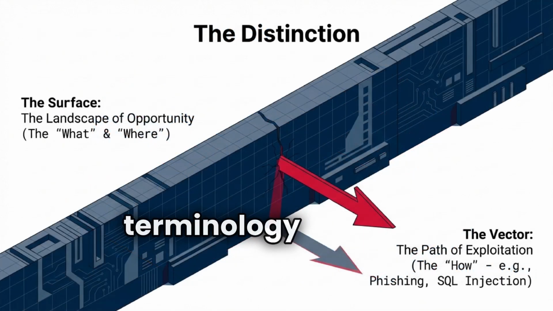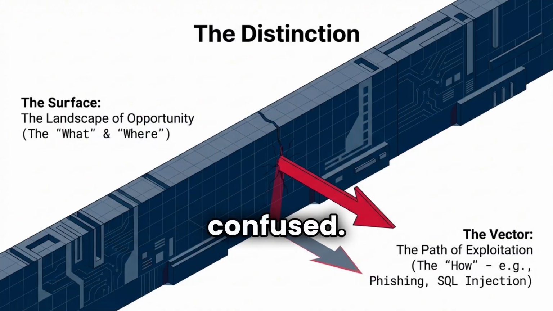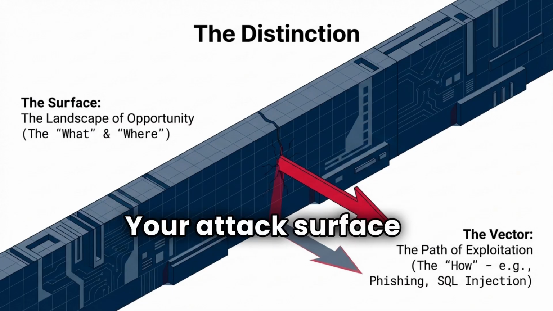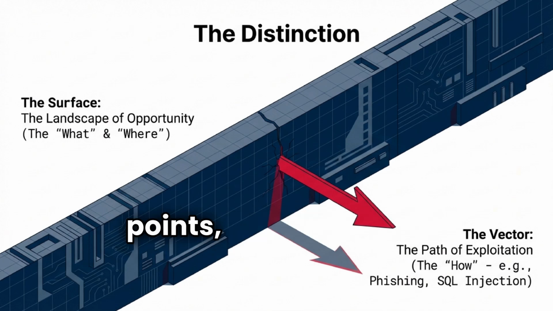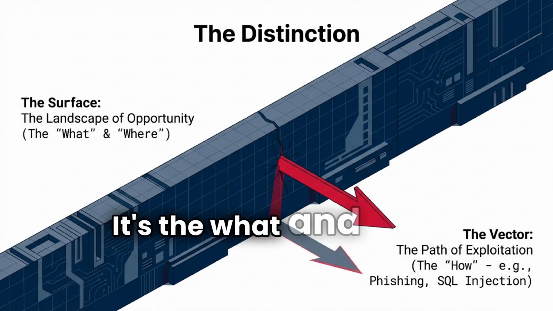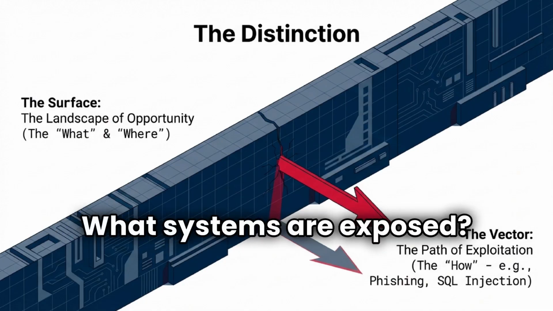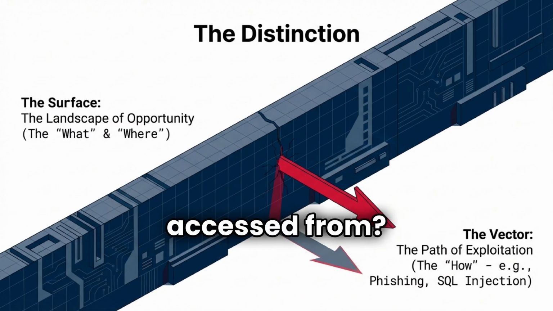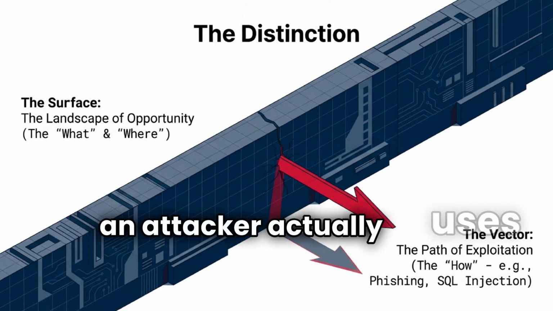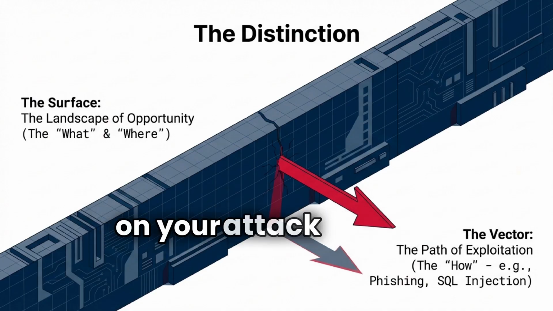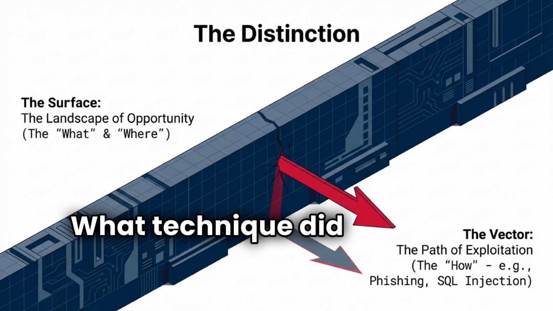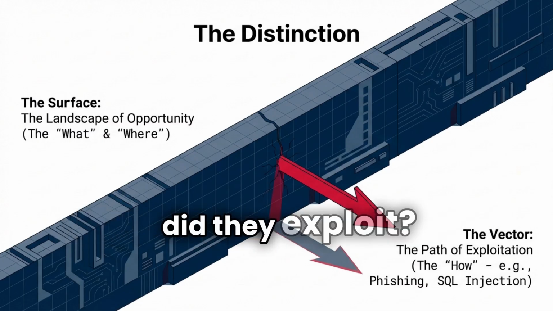Let's clear up some terminology because these concepts get confused. Attack surface versus attack vector. Your attack surface is all the possible entry points, the landscape of opportunities available to an attacker. It's the what and where. What systems are exposed? Where can they be accessed from? An attack vector is the specific path or method an attacker actually uses to exploit one point on your attack surface. It's the how. How did they get in? What technique did they use? What vulnerability did they exploit?